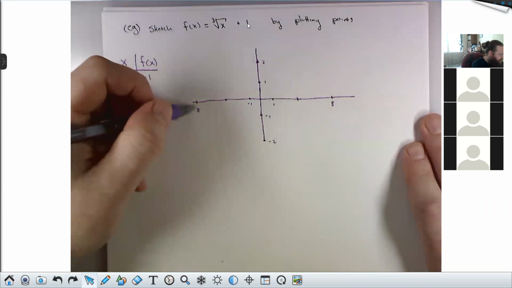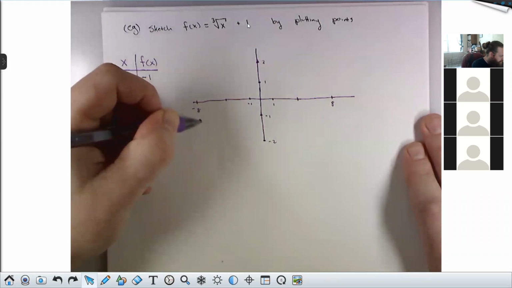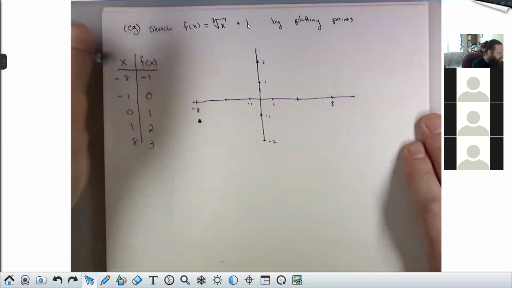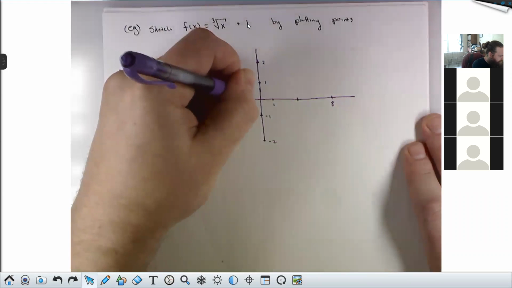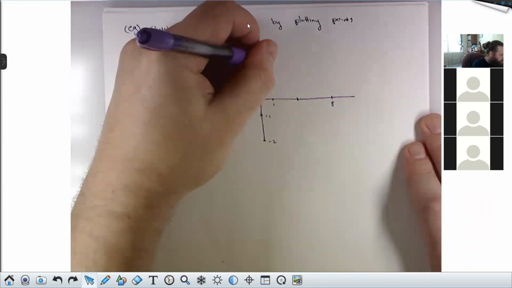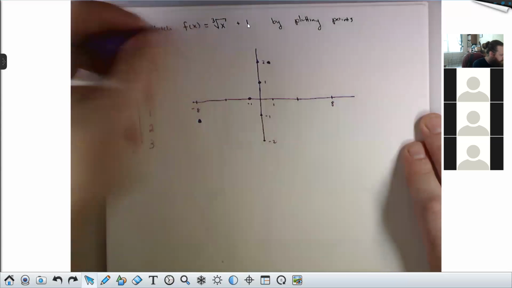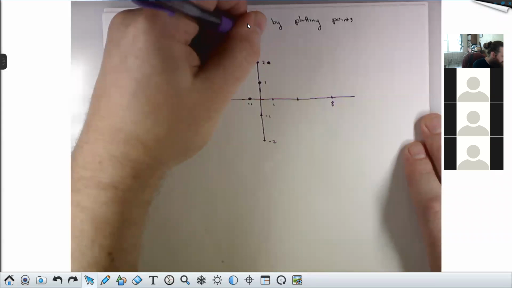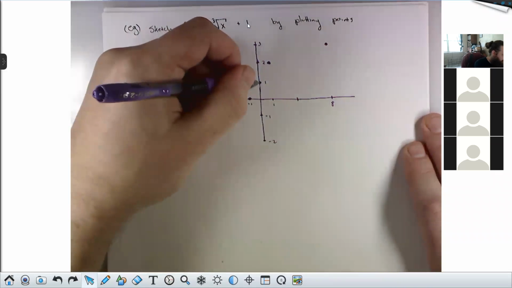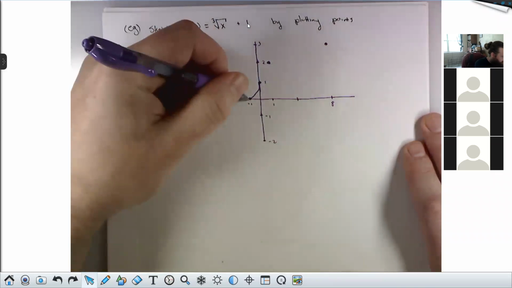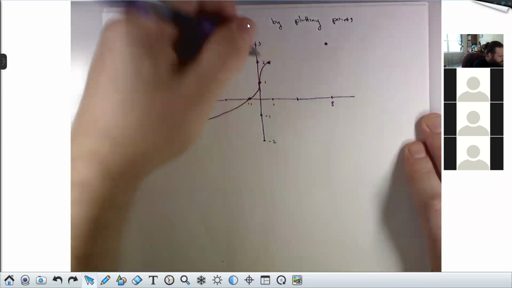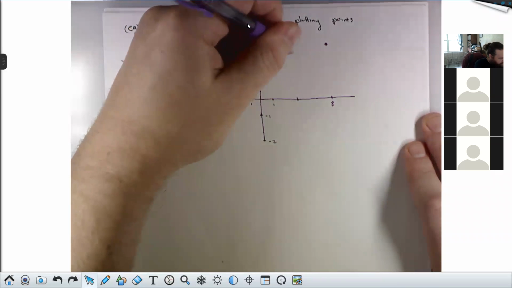Okay, so -8, -1 is on my graph. There she is. -1, 0 is on my graph. 0, 1 is on my graph. 1, 2 is on my graph, and 8, 3. Gotta get up here to 3. 8, 3 is on my graph. There he is. So the shape here, maybe you've seen this before, is a kind of funky little sideways looking S-shaped curve. All the odd root functions have graphs that look kind of like these.